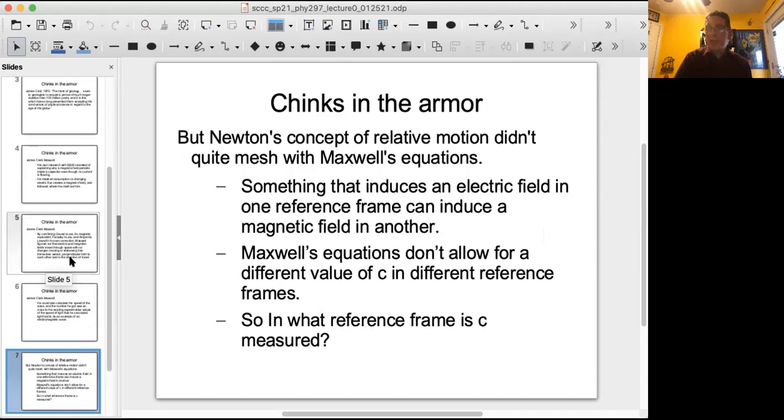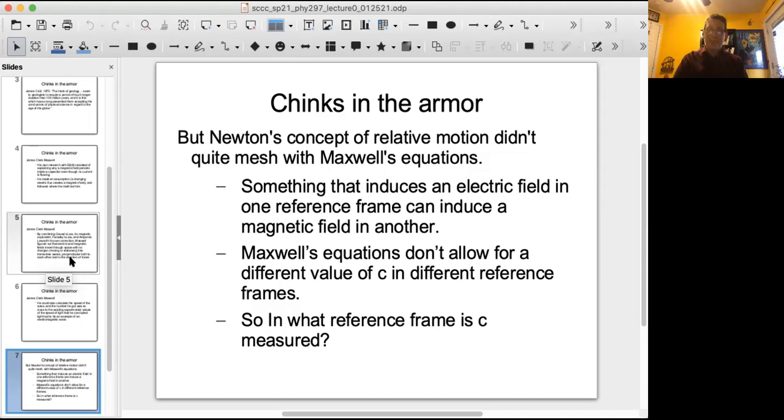So people, as Newtonian physics was so well entrenched, most people assumed that it was Maxwell's equations that needed some sort of correction. So what were the inconsistencies? Well, it's possible to induce an electric field in one reference frame, and then in a moving reference frame, or in a frame that's moving relative to the electric field, you would observe that as a magnetic field. So how does that work?